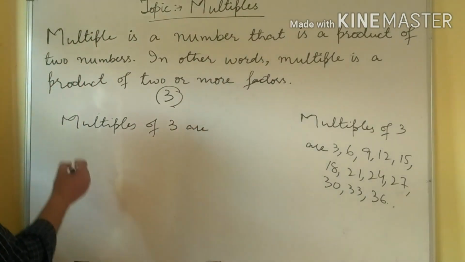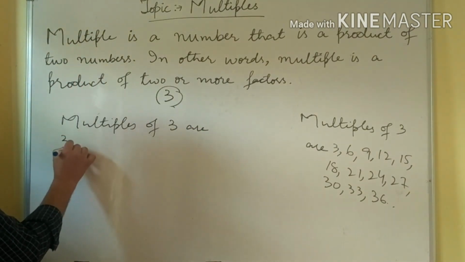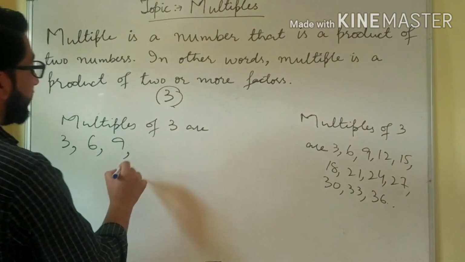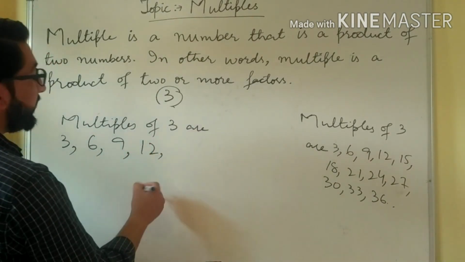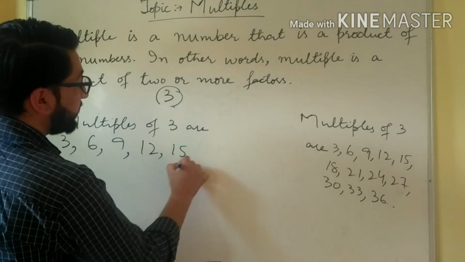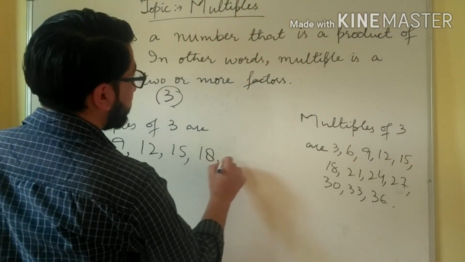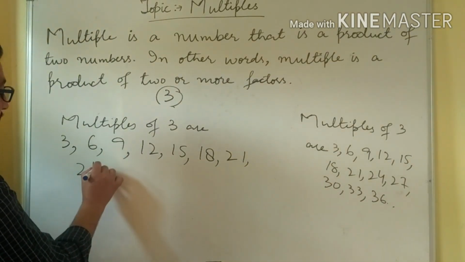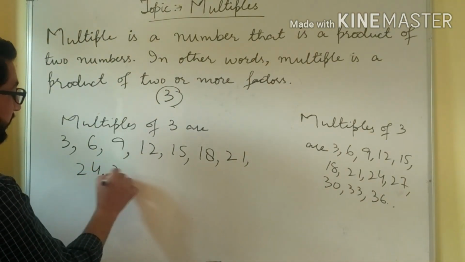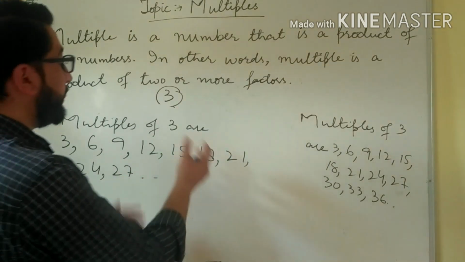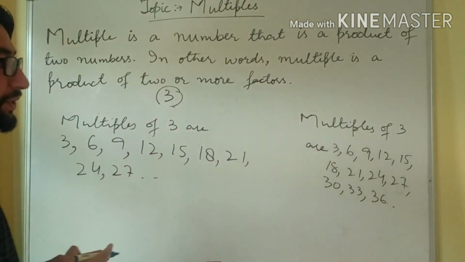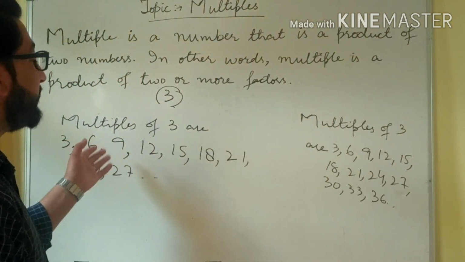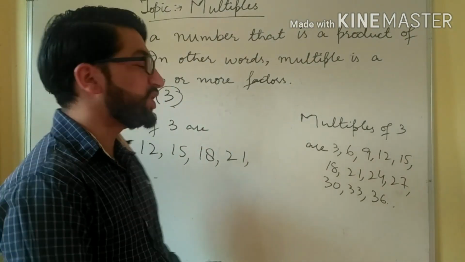So we can write them as 3 multiplied by 1 is 3, 3 multiplied by 2 is 6, 3 multiplied by 3 is 9, 3 multiplied by 4 is 12, 3 multiplied by 5 is 15, 3 multiplied by 6 is 18, 3 multiplied by 7 is 21, 3 multiplied by 8 is 24, 3 multiplied by 9 is 27, and so on. We can write them in this fashion as well, and I showed you before we can write multiples of 3 in that type as well.